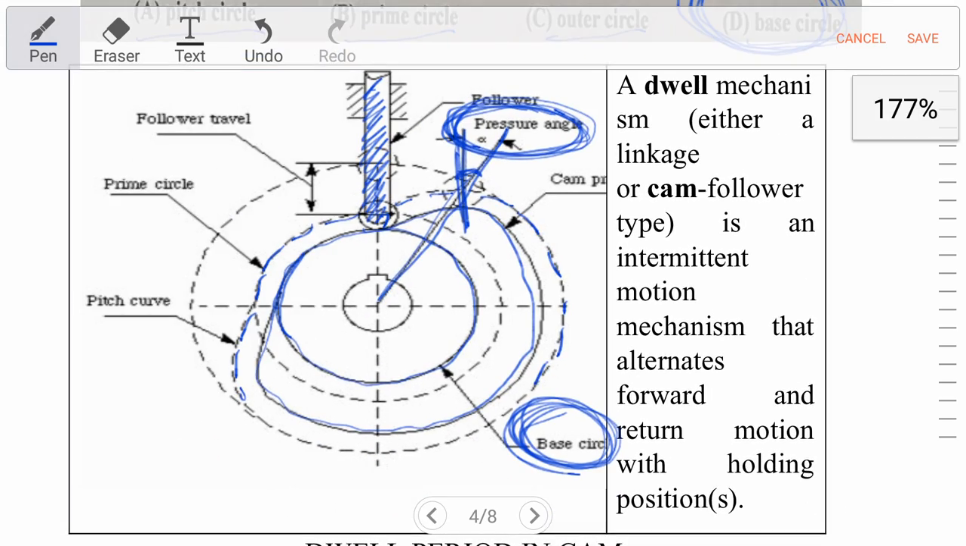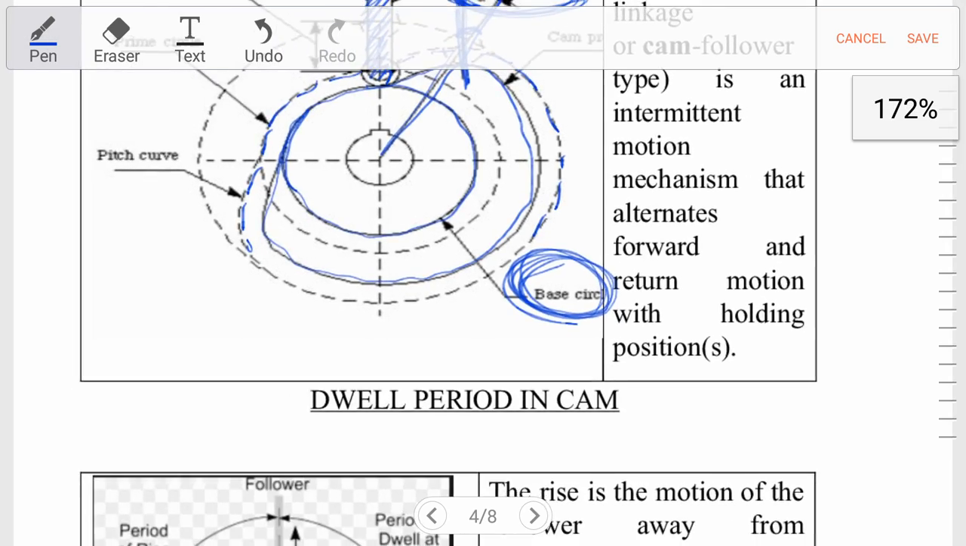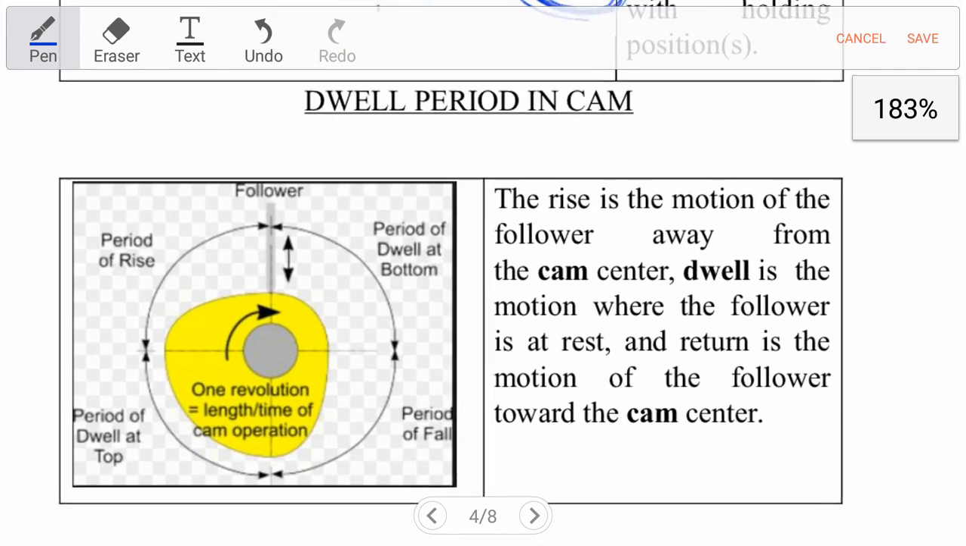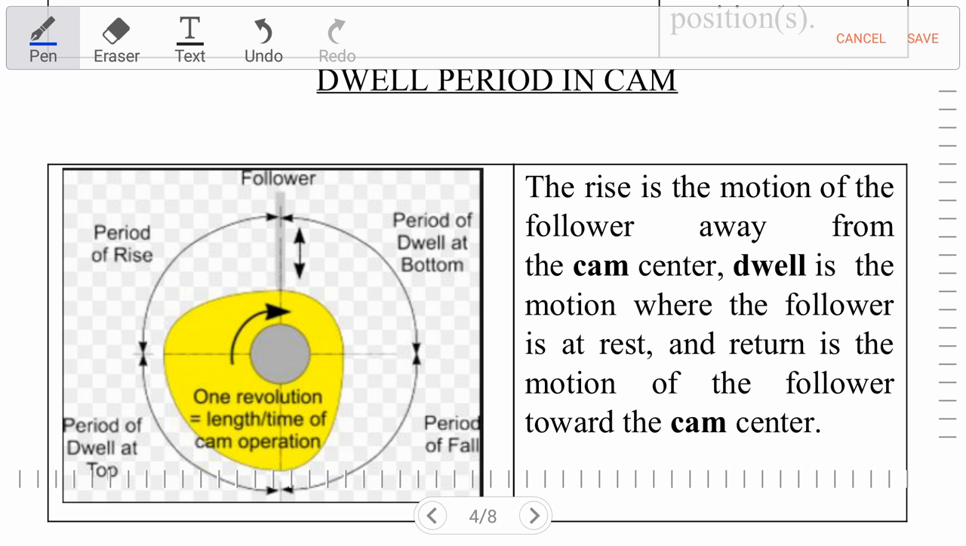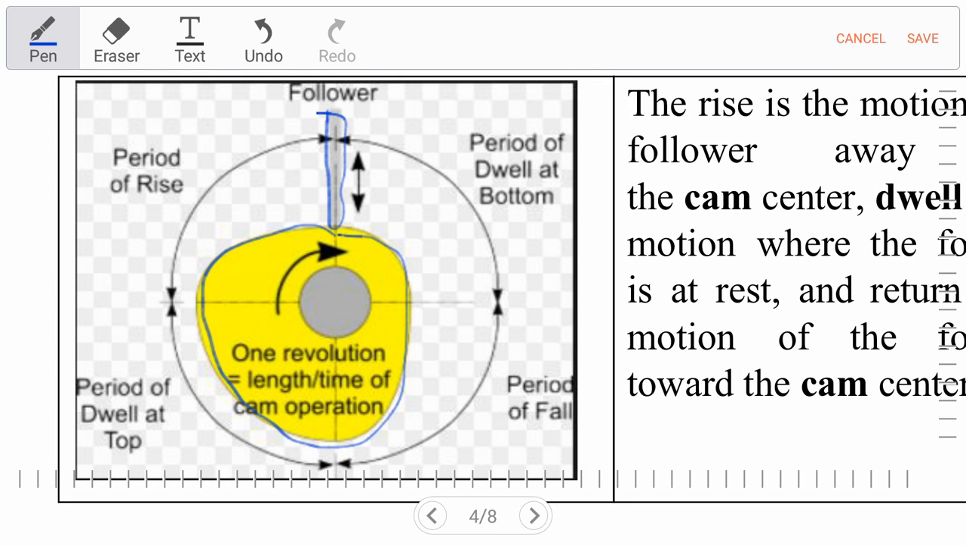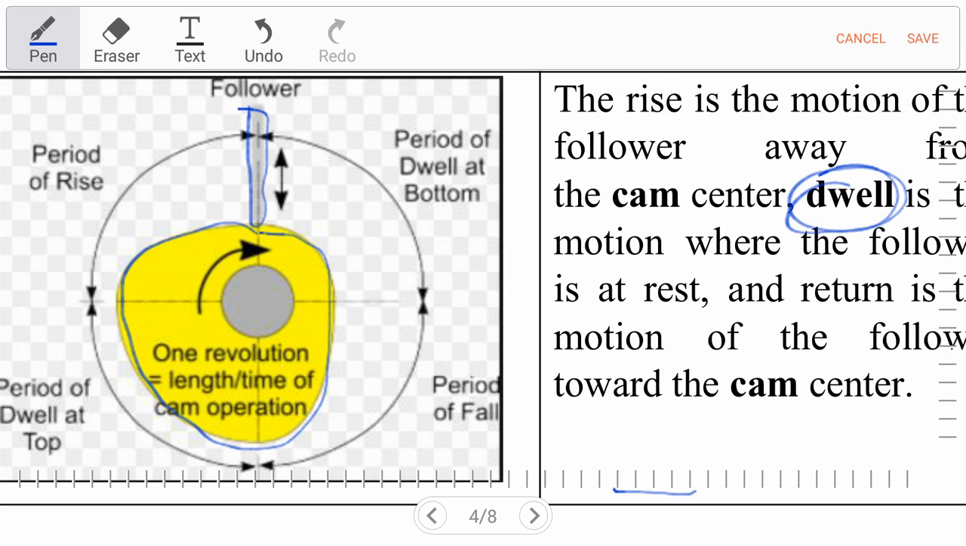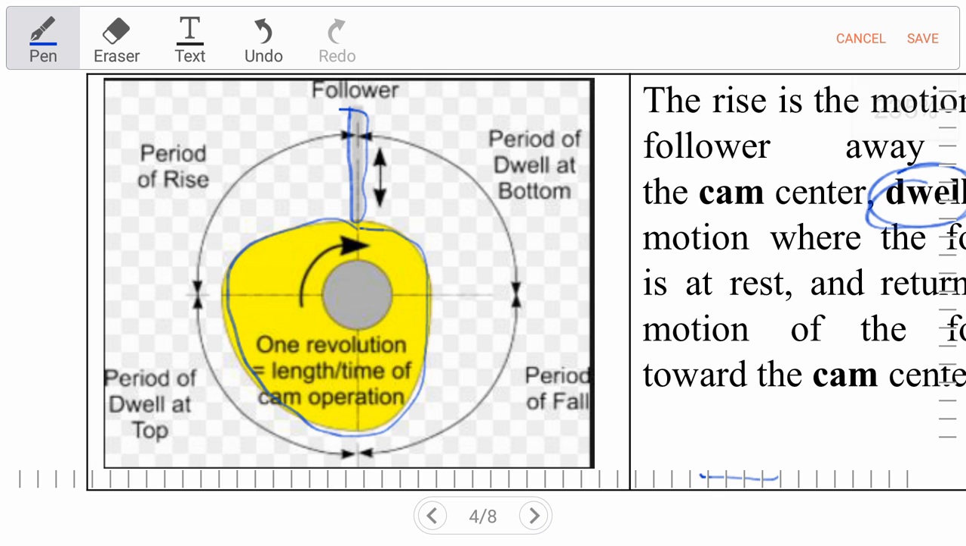Now let's see the colorful diagram, so we have some clear idea. As we can see, this is our follower and the yellow portion is our cam. Now there is also one important word over here, which is dwell time, dwell period. So let's discuss this important term. Here we can see period of rise, period of fall, period of dwell at bottom, period of dwell at top. So first of all, what is a dwell?